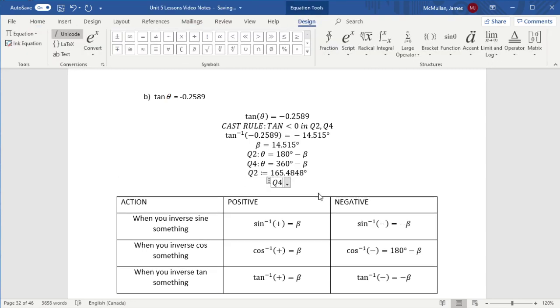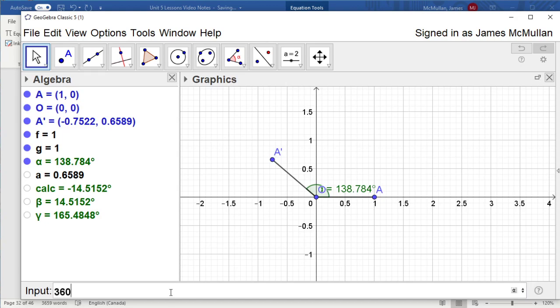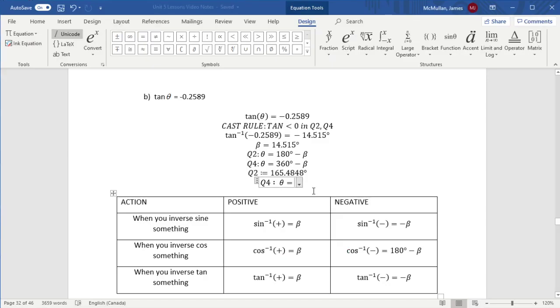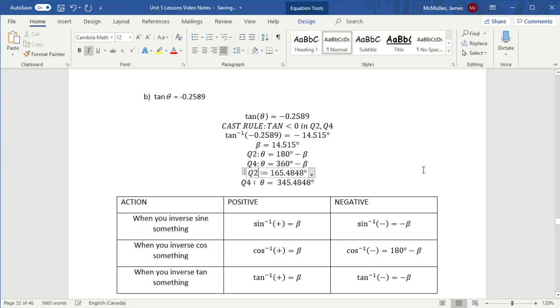Now my quadrant 4 answer would be 360 minus beta. So I go 360 minus beta, 345.4848. Now, how can I check if this is right? Let's type this out right first. I can check if this is right by actually checking the tan of these two angles, and making sure that they're negative 0.2589.